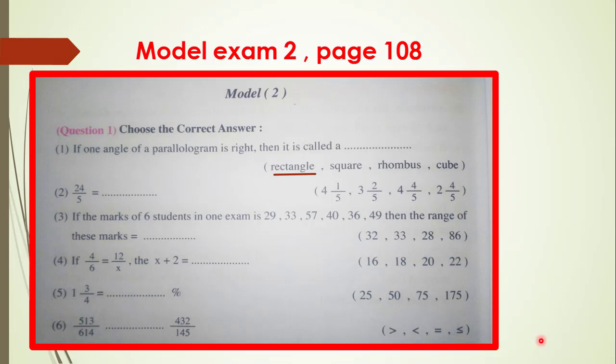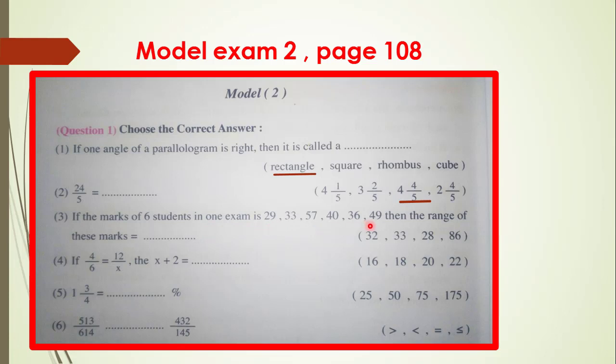Number 2, 24 over 5 equal 4 and 4 over 5. Because if we want to convert from this mixed number to improper fraction, we will put the same denominator 5. Then 4 times 5 equal 20. 20 plus 4 equal 24. So 24 over 5.